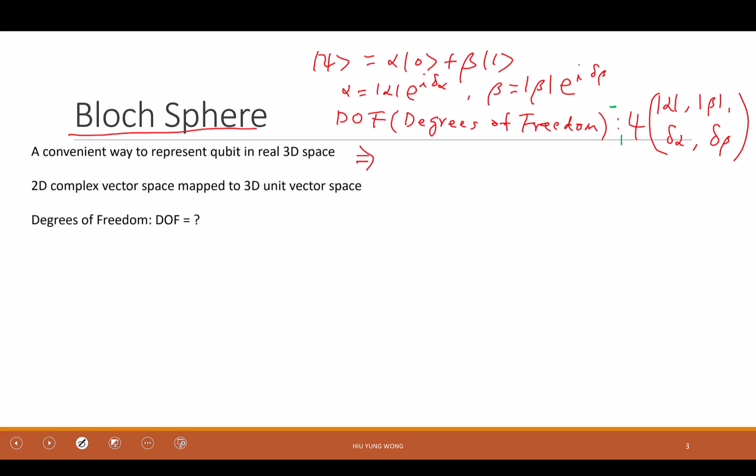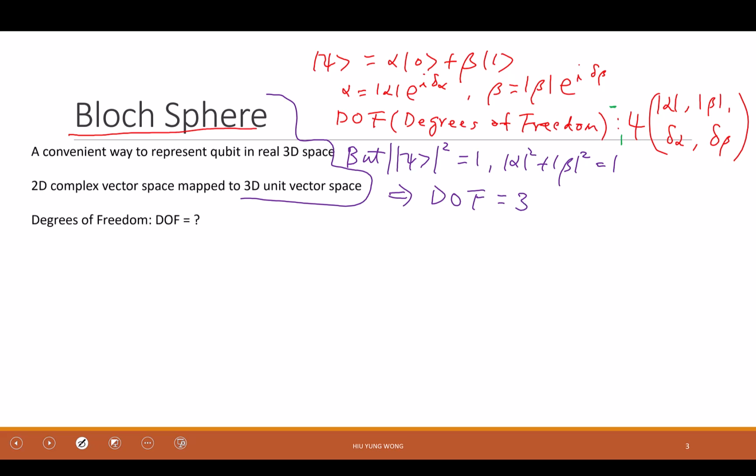Remember that in quantum computing or in quantum mechanics, the magnitude of the vector needs to be what? Yes, thank you. Because it needs to be normalized, right? Psi squared must equal 1, which means alpha squared plus beta squared must equal 1. So there is an extra constraint. If I know alpha, I should know beta. If I know the magnitude of alpha, I should know the magnitude of beta. If I know the magnitude of beta, I should know the magnitude of alpha. Right? So I lost 1 degree of freedom. So because of this, the degrees of freedom of this system is only 3, not 4.